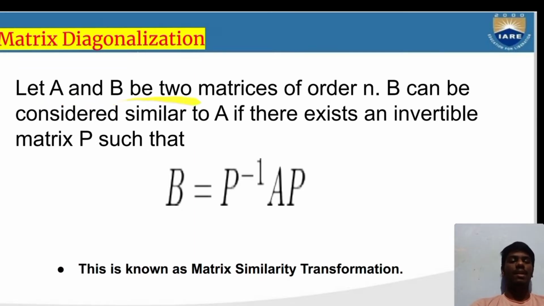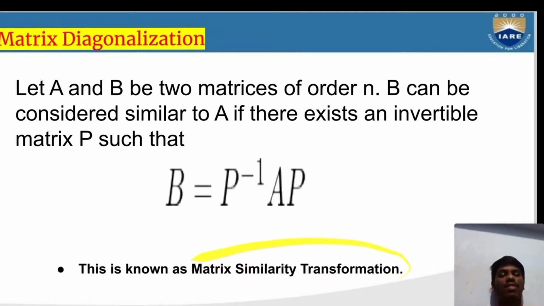Let A and B be two matrices of order n, which are basically square matrices. B can be considered similar to A if there exists an invertible matrix P such that B equals P inverse AP. If it satisfies this condition, B equals P inverse AP, then we can say that B is a similar matrix of A. This is known as matrix similarity transformation. Okay, we will move on to the next slide.